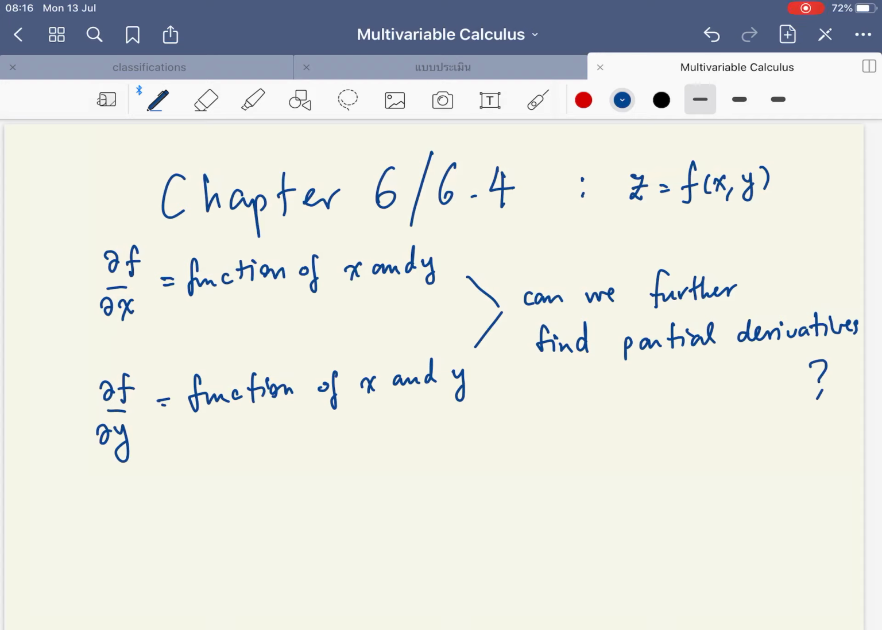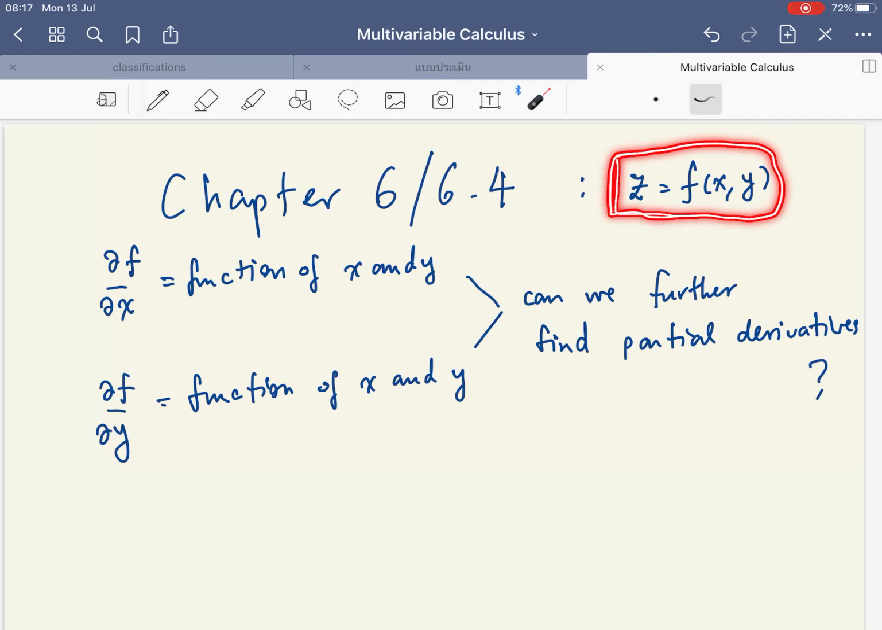Hello everybody, we are now still on chapter 6 and this clip is for section 6.4. For this section we go back to our function z equals f of x, y.